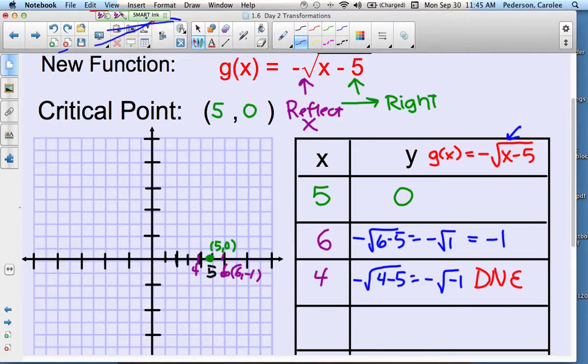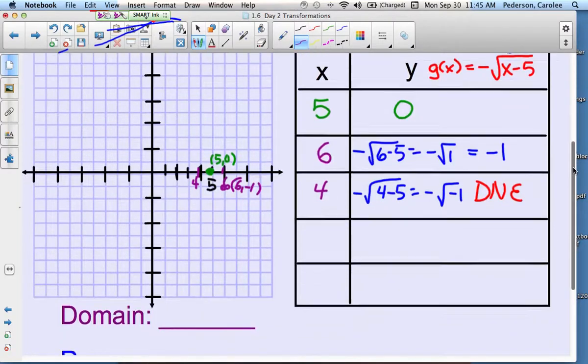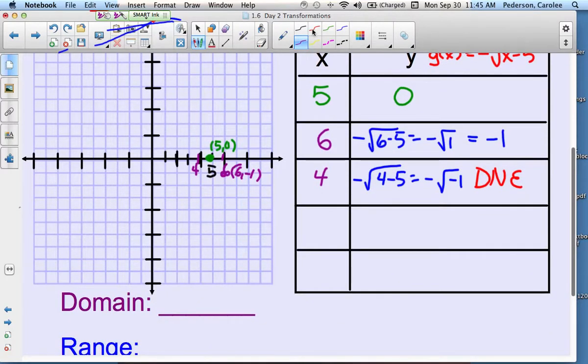And now let's pick one more point. Let's try another number to the right, which would be 7, and substitute it in. 7 minus 5 is 2. Square root of 2 is about 1.4, so we have negative 1.4. We graph that point, over 7, negative 1.4. And you can continue if you'd like. That's what the shape of the graph will be. There is the reflection going on about the x-axis.